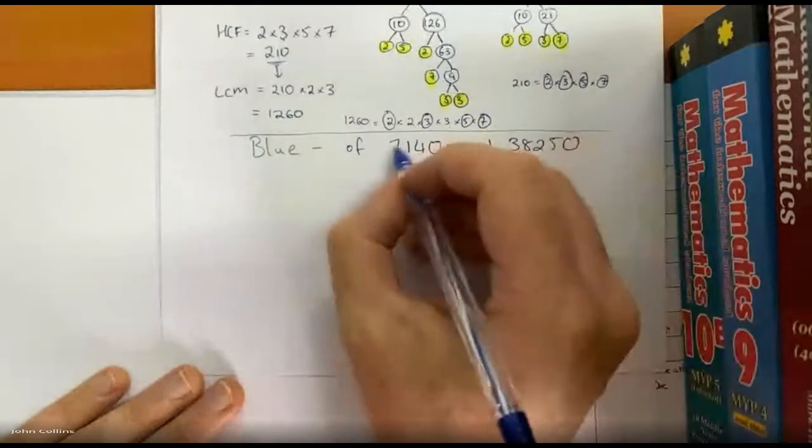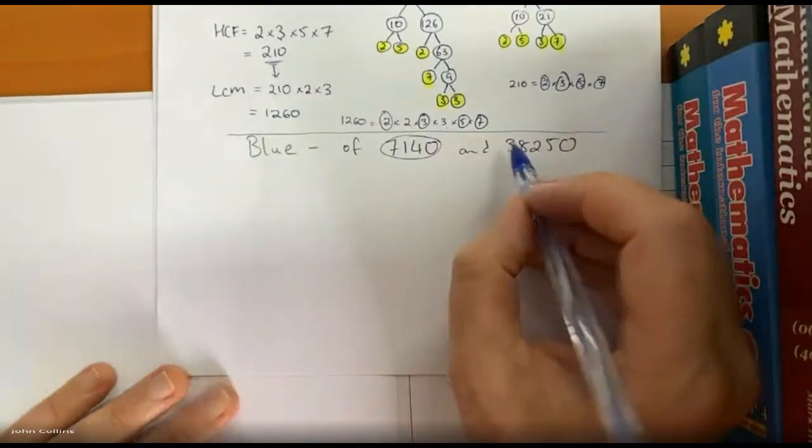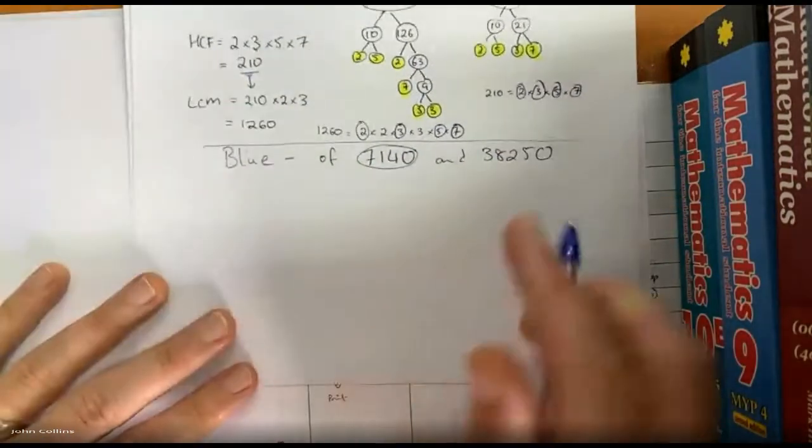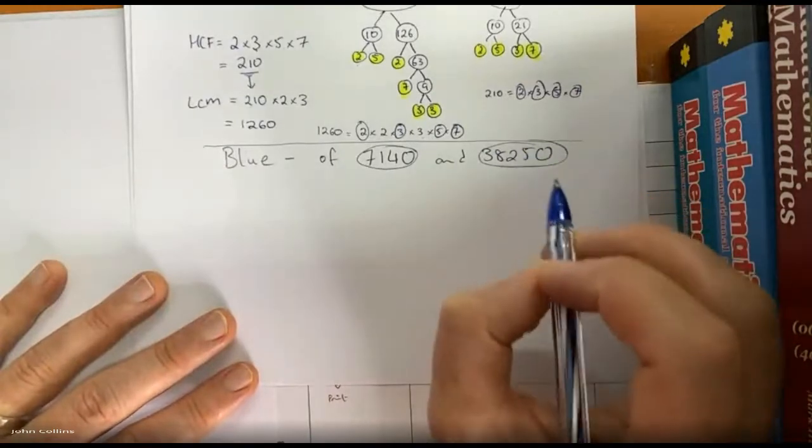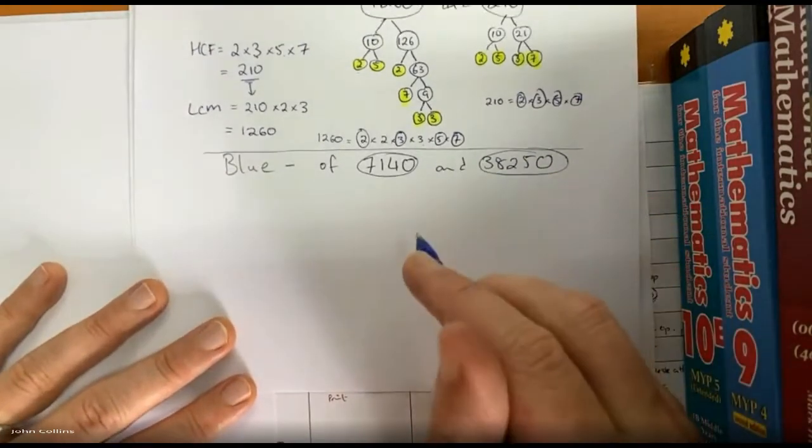All right, so 7,040. Wow, it's going to be tricky. And 38,250. Yuck.